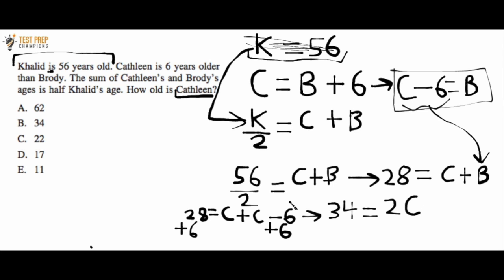Okay? And now what I want to do is, if I have 2 times c and I want to get c, what do I do? Well, I divide by 2. And whatever I do to one side, I also have to do to the other side as well. So 34 divided by 2 is 17. So in the end, we're going to figure out that 17 equals c. So 17 is the correct answer here.